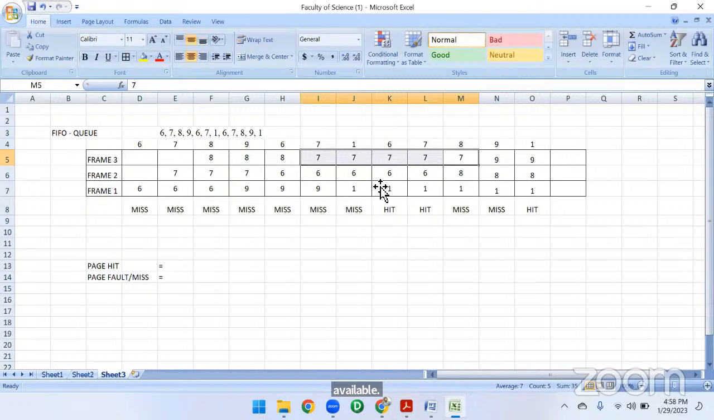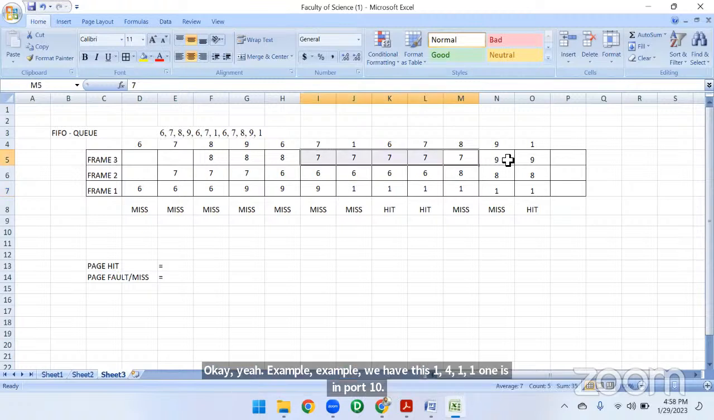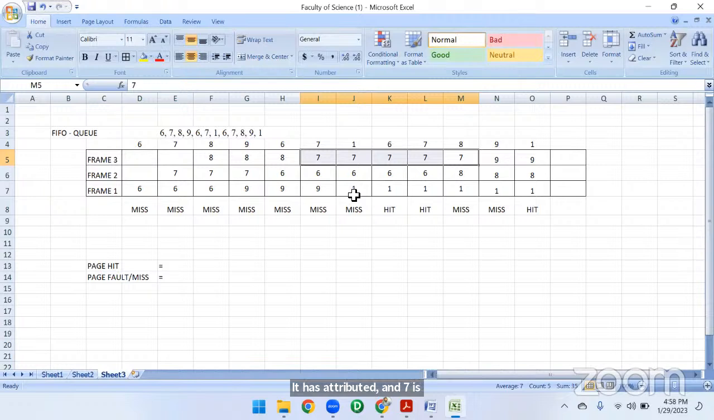We have this example: 1 has repeated 4 times and 7 has repeated 7 times. Who was inserted last here? 7. So 7 was inserted before 1, right? That's why he has been changed here.